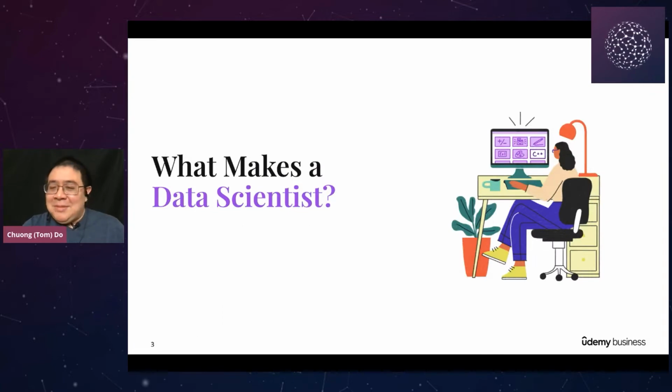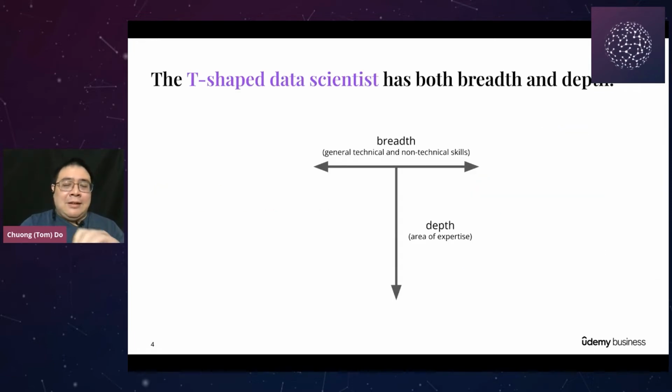So to begin with, let me just talk a bit about what really makes a data scientist in our industry. If you look at advice around how you should craft your career as a data scientist, one very common piece of advice that you'll often see from many people is the idea of being a T-shaped data scientist. So what does that mean? A T-shaped data scientist is a data scientist who has both breadth of skill as well as depth of skill.